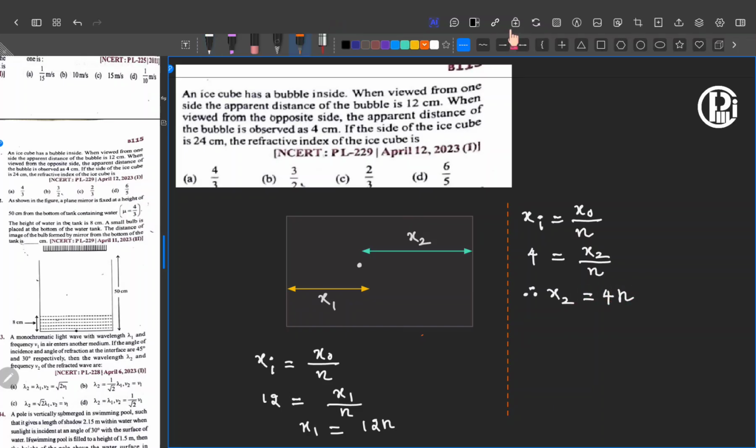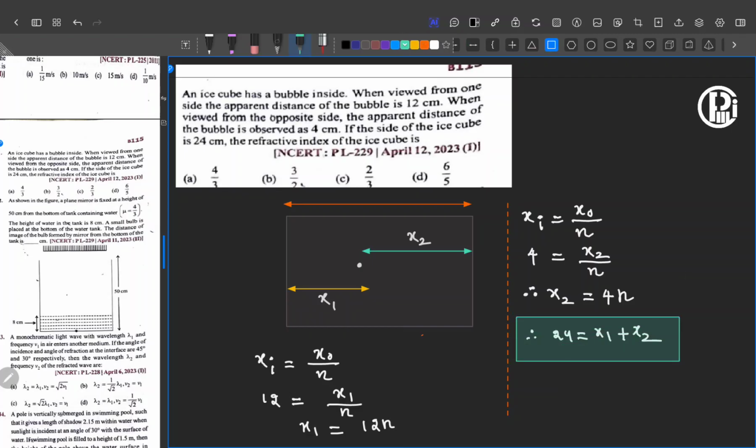And here we have to observe one more thing, the total distance. The total distance is how much? It is nothing but 24 centimeter. Therefore I could say this 24 is equal to x1 plus x2. That is the main logic that will be helpful to solve the problem, right? This is the main logic here.